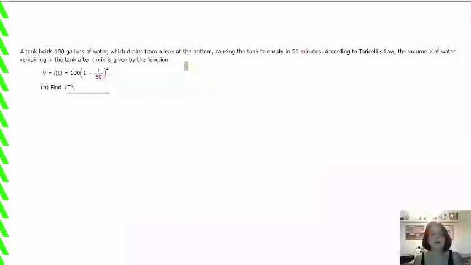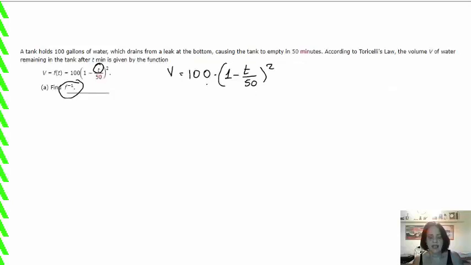Okay, we have a problem here where we want to find the inverse function of f, and in order to find the inverse function of f, we need to actually solve for t. So the function that we have is a quadratic function: v equals 100 times (1 minus t over 50) squared. I'm going to follow the steps of PEMDAS backwards.